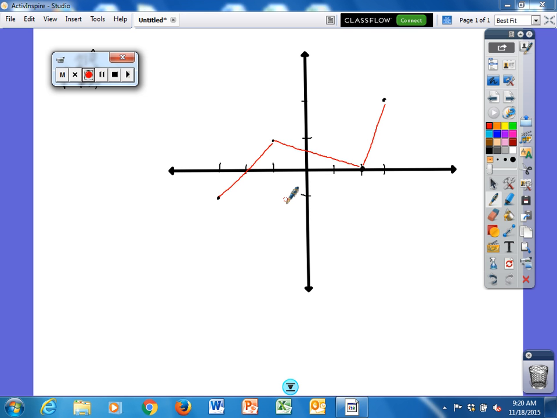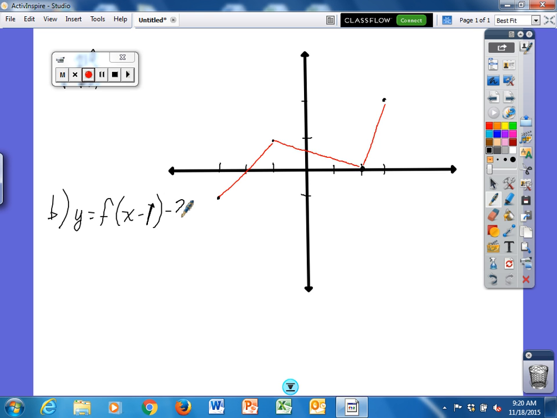Okay, so for part A, actually I'll do part B. Part B says y equals f of x minus 1 in parentheses and then minus 3. I just want to make it clear what you do. So for B, y is f of x minus 1, minus 3. That's supposed to say f of x minus 1 minus 3. It's a little messy, but I think you can tell.